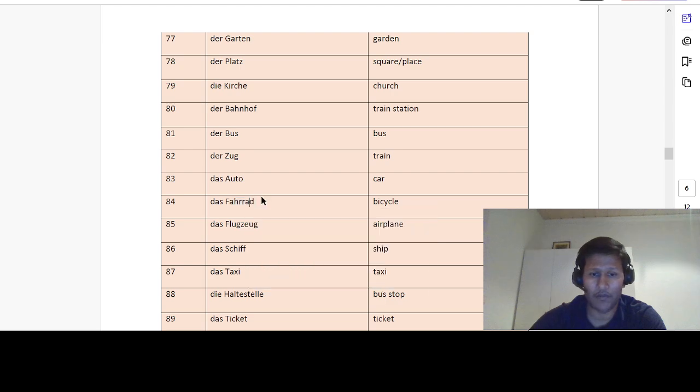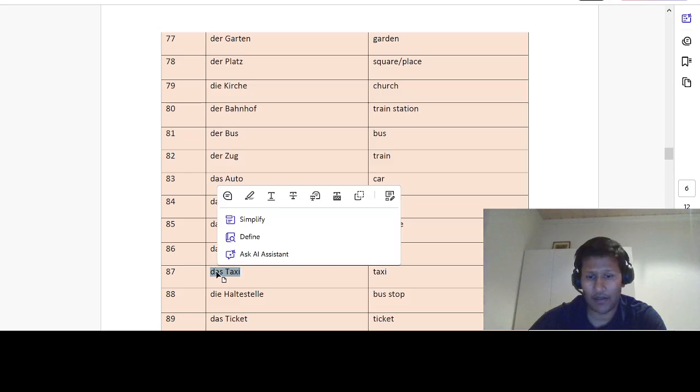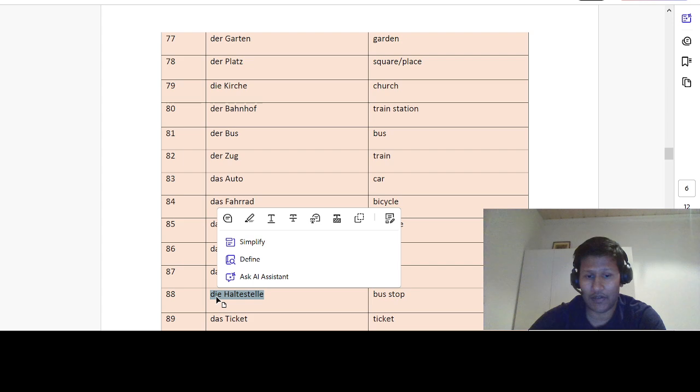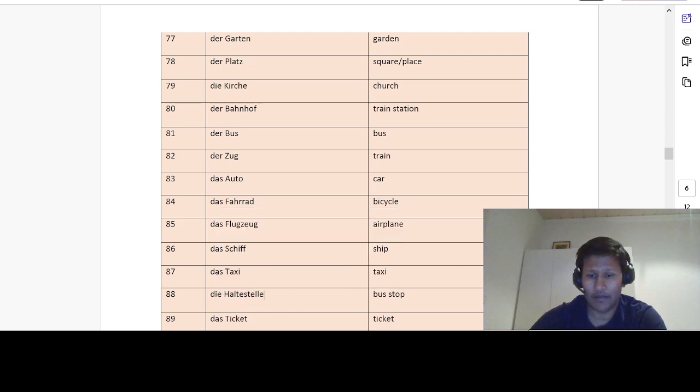Das Flugzeug, airplane. And then we have das Schiff, ship. And then we have das Taxi. And then where der Bus will remain, that is the bus stop, right? So that is called die Haltestelle.